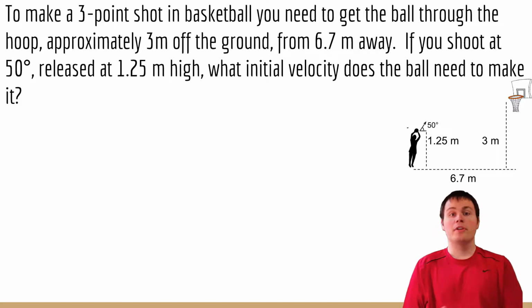In this problem, you'll be playing basketball. You'll need to figure out what is the initial velocity that you need on the shot in order to make a three-pointer that's about 6.7 meters away. And in this case, you're going to be releasing it at a 50-degree angle from 1.25 meters off the ground. And I provided a diagram for you to reference.